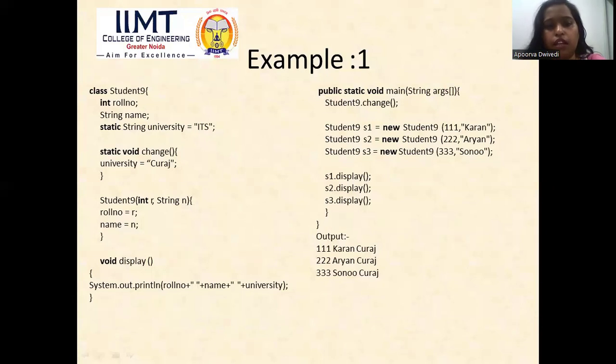let's come back to the example. There is a class whose name is Student9 and there are three members: roll number, name and university. Here we are making a change in a static member with the help of a static member method. Now here we have a university whose name is ITS.